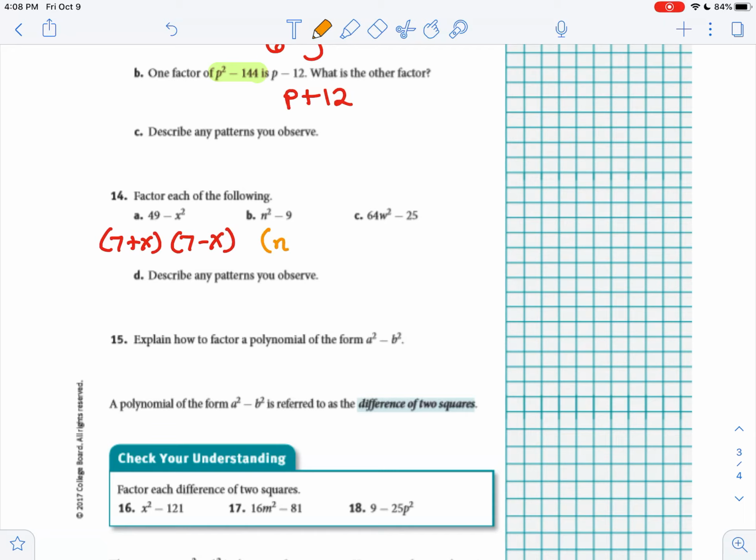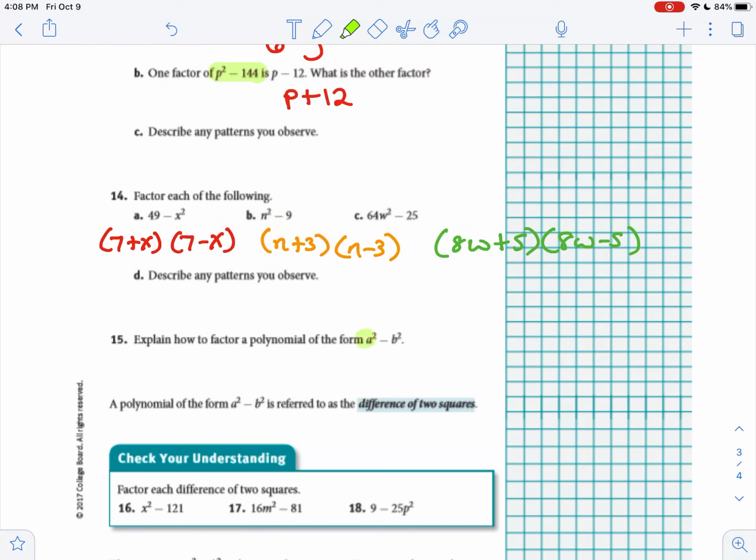So one of each, one positive quantity, one negative quantity. And n squared minus 9, we have n, and we have 3. So we'll do one positive, n plus 3, and one negative, n minus 3. And 64w squared minus 25, again, one positive and one negative. For 64w squared, we're going to use 8w. So 8w plus 5 and 8w minus 5. And we can check all of these with FOIL, and you should notice that outers and inners will cancel.